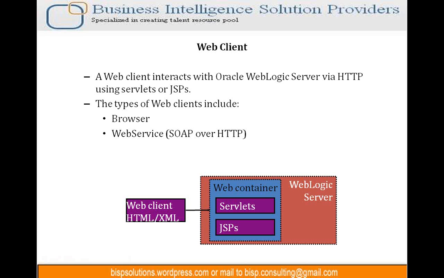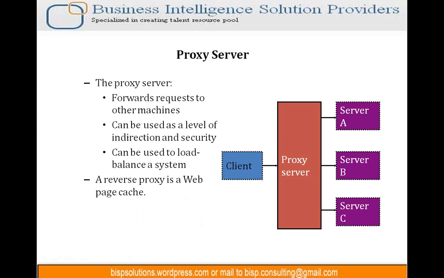And when we talk about proxy servers, again, a web client is different from a proxy server. Proxy servers have the capability to forward requests to other machines. If you see the pictorial diagram, the client at the left side would hit the proxy server first, if we have one in the architecture. That would forward the request to the different servers, or it can also act as a load balancer to distribute the load equally across the other resources. The proxy server can be used as a level of indirection and security, and to load balance as well. And the reverse proxy is a web page cache. We can also use it for this feature.